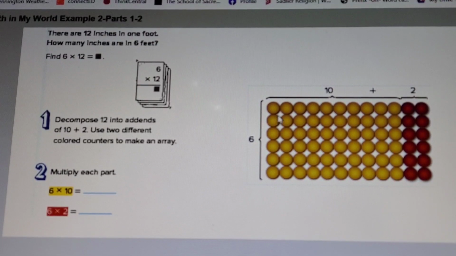Here you have 6 rows of 10 for your first array, and here you have 6 rows of 2 for your second array. Multiply each part. 6 times 10 we know is 60. 6 times 12 we know is 12. So you have 60 and 12.